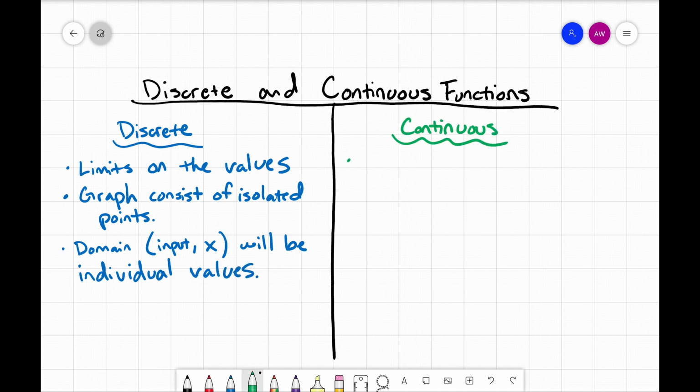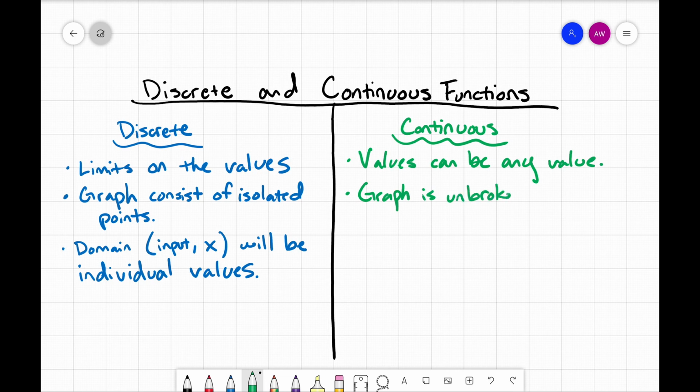A continuous function, the values can be anything. The graph of a continuous function is unbroken. That means you could draw the whole graph without lifting your pen from your paper. And the domain, which remember is the input or the x, will be a range of numbers.